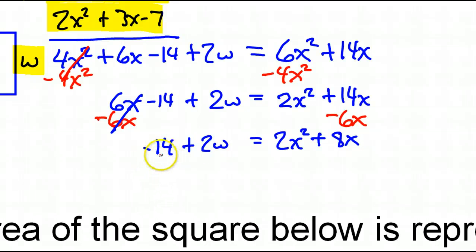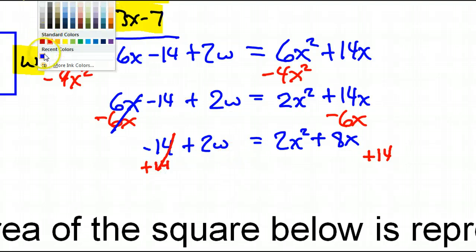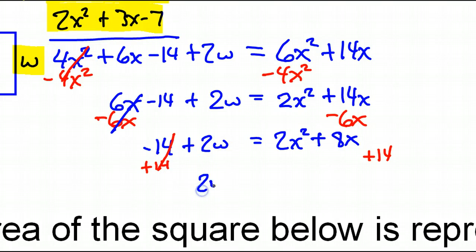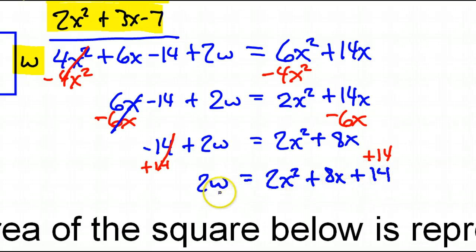So to get rid of the negative 14, I'm going to actually add 14 to both sides, so they cancel out. So I'm going to do a plus 14 plus 14. So these are gone. Alright, so now I have 2w equals 2x squared plus 8x plus 14. Last step. If I want to get w by itself, I need to get rid of the 2. So I'm going to divide everything by 2 like this.